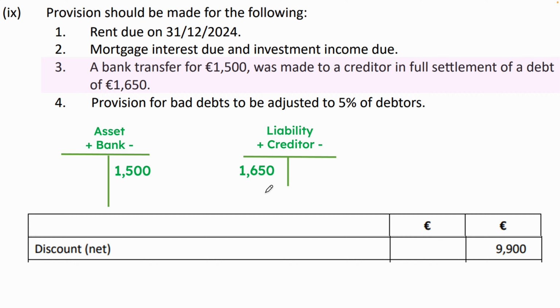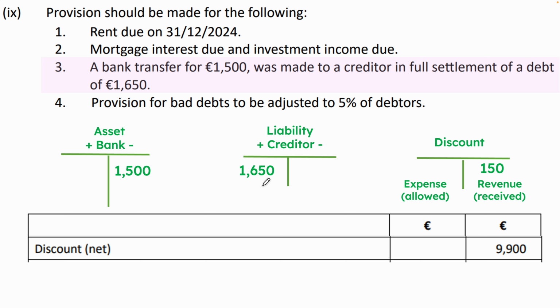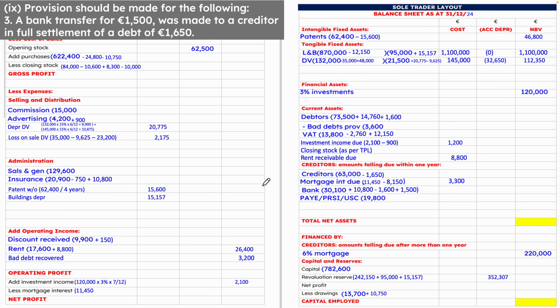So 1,650 is going to go on the debit side of the creditor account. And now we need 150 on both sides, debit and credit. And so we are short, as you can see there, 150 on the credit side. If we had a discount that we're getting from our creditors, so we don't have to pay them the full amount, they're letting us off 150 euro, that would be discount received. And so obviously then that goes on the credit side. You can see from the extract from the trial balance below that the discount that we have is already on the credit side. So we will be adding 150 to the 9,900.